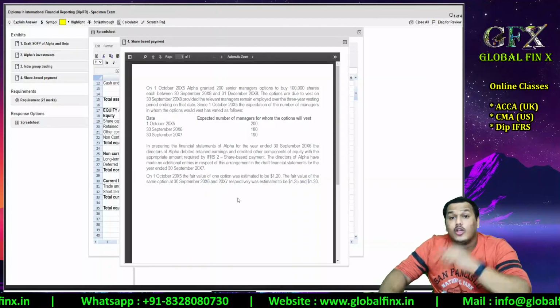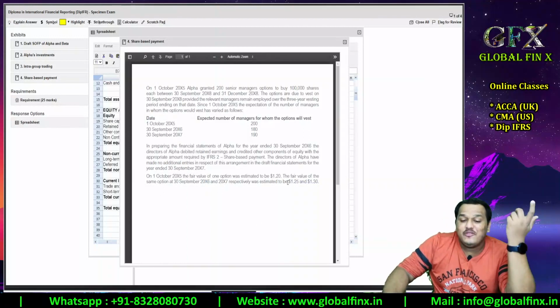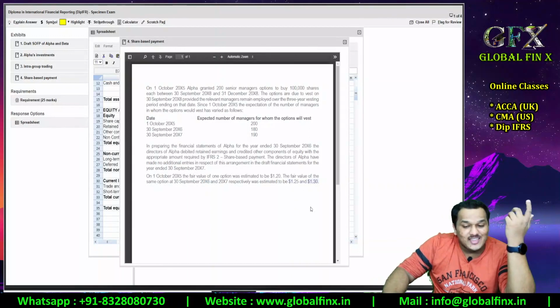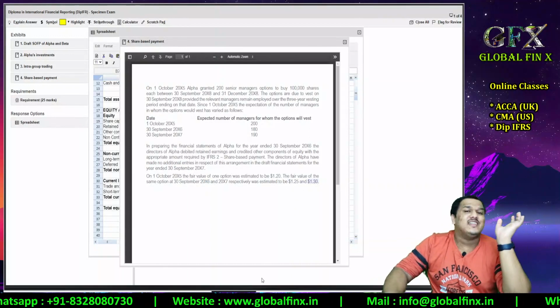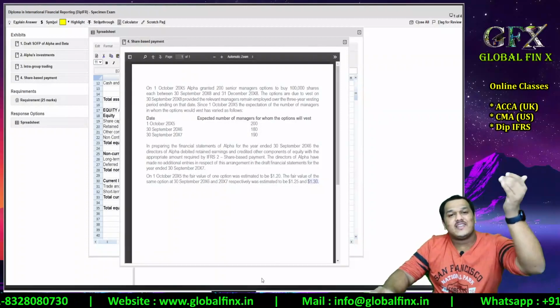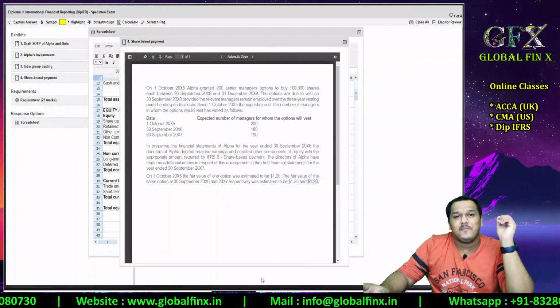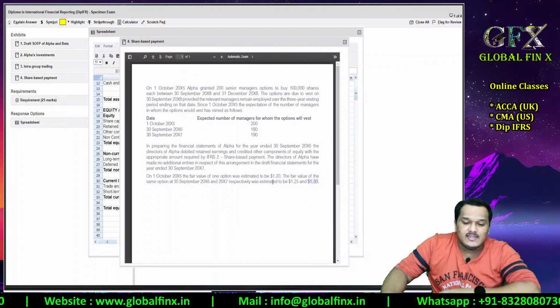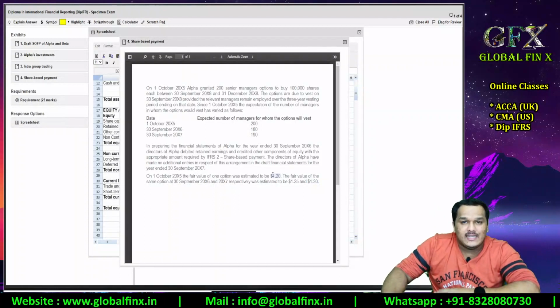So please be careful. Even if you take 1.25 and 1.3, your answer will tally, your balance sheet will tally, because that's the wrong calculation which affects both sides of the balance sheet. So please be careful regarding such kind of compensating errors.